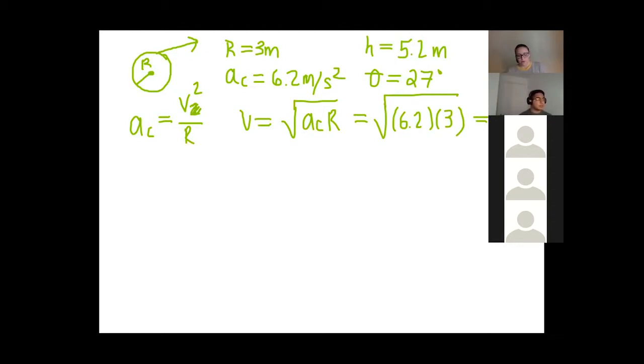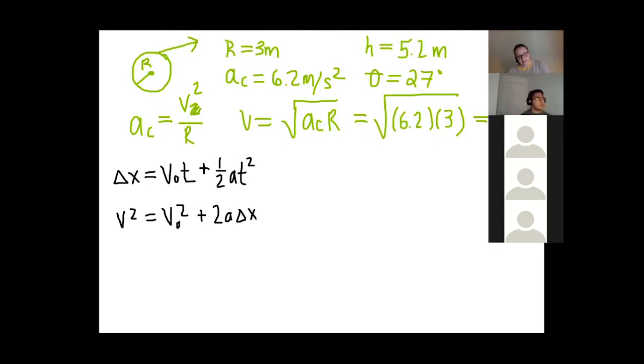So our three kinematic equations that we tend to use most often would be delta x is equal to v initial t plus 1/2 a t squared. v squared is equal to v initial squared plus 2a delta x. And v is equal to v initial plus at. So these are the three that come up the most. And using these three equations, we should be able to solve for our horizontal velocity. So Bhavdeep, which equation do you think we would want to use?